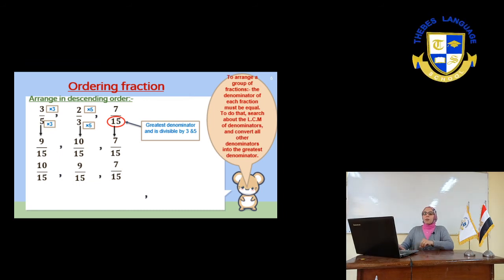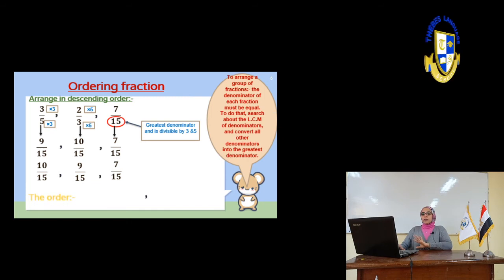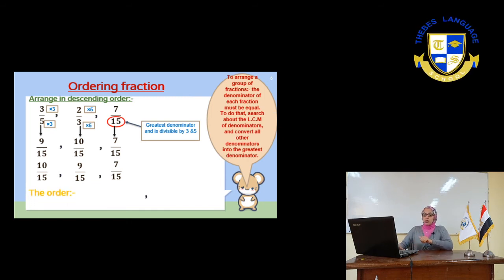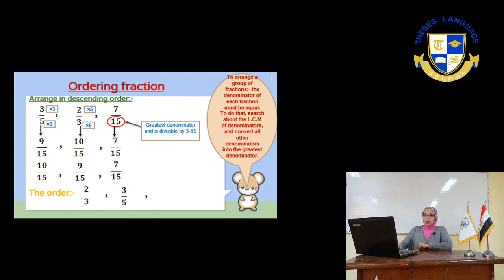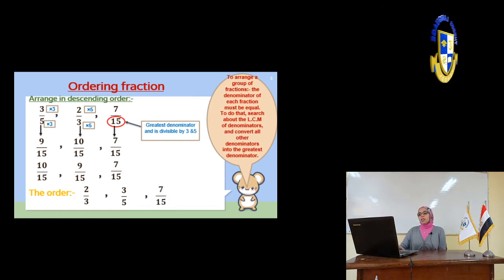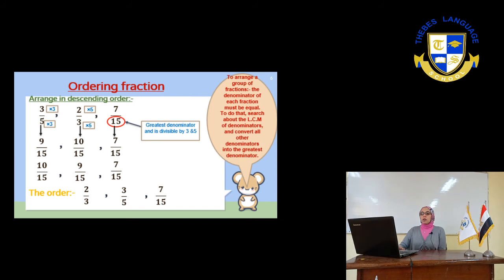We must write them in their original form. So 10 over 15 was, in the original question, 2 over 3. So we'll write 2 over 3 at first. 9 over 15, what is the original fraction? 3 over 5. We'll write 3 over 5. And last, 7 over 15. This is the descending order of these fractions. Okay? So don't forget to make all the denominators the same to arrange any group of fractions.